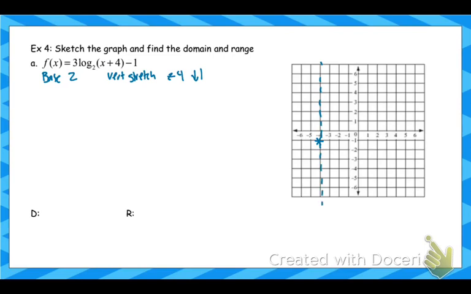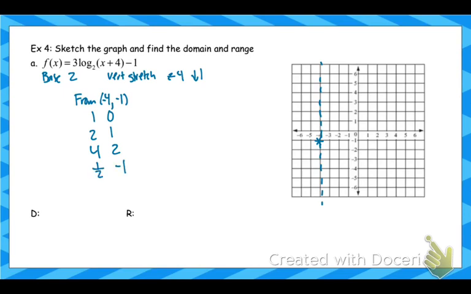So because the base is 2, that's what we'll use to figure out our points. Our points, again, are in relation to -4, -1. So from -4, -1, we typically would go over 1 and up 0. Over the base, which is 2, up 1. Over the base squared, up 2. Over 1 over the base, and down 1.